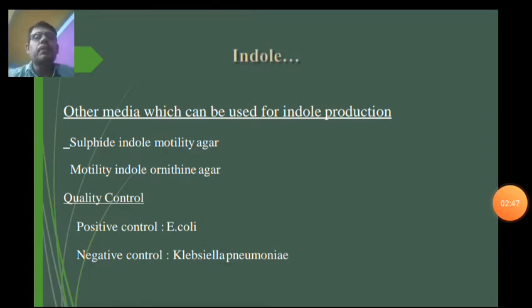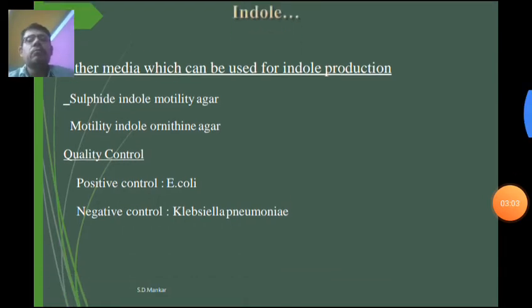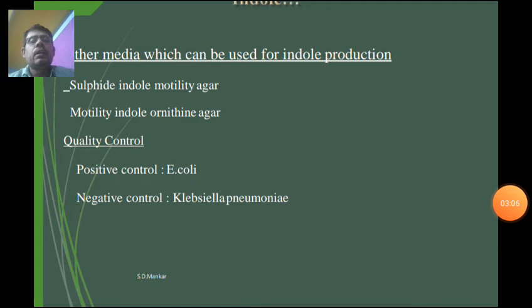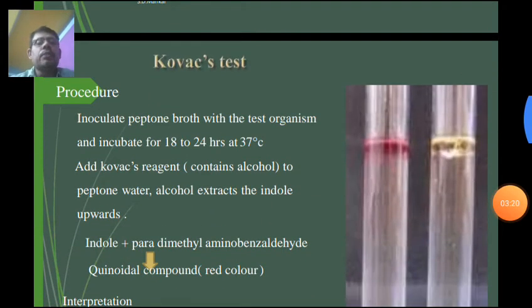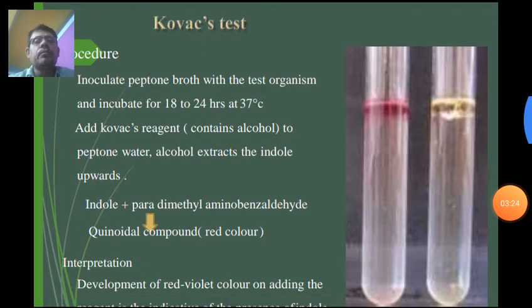Other media which can be used for indole production are sulfide indole motility agar media and motility indole ornithine agar media. These two solid media can be used to identify indole-producing microorganisms. The test will be positive in the case of E. coli, because E. coli produces indole, which reacts with the Kovacs reagent to produce color, and negative in the case of Klebsiella pneumoniae.